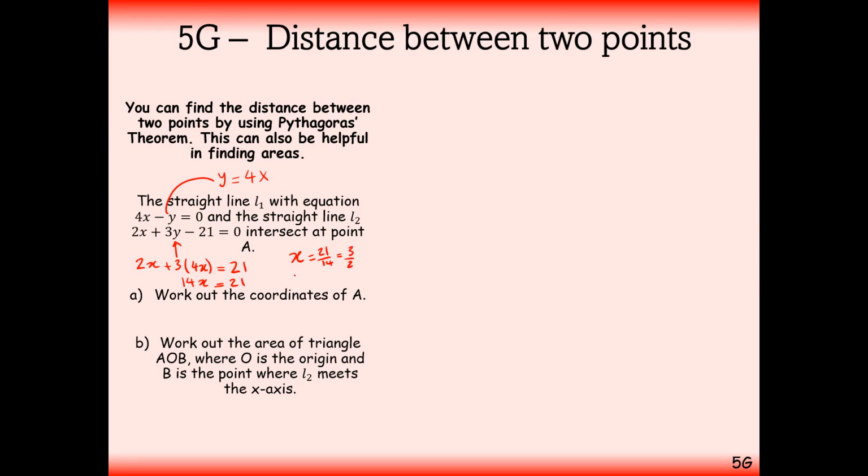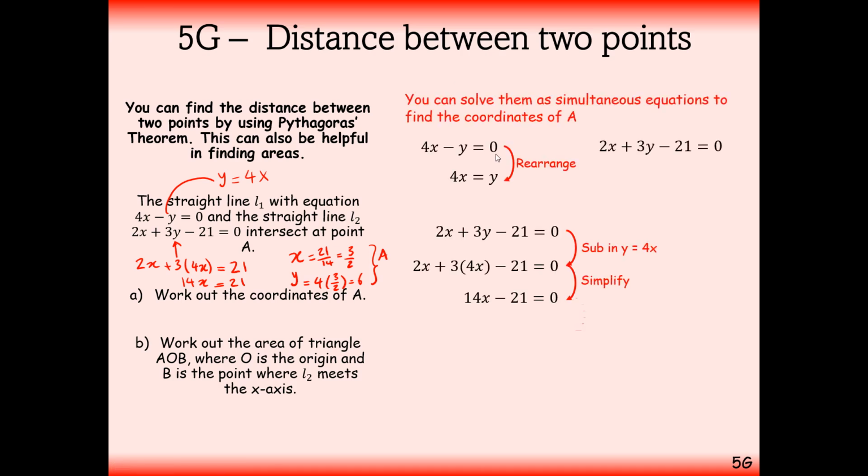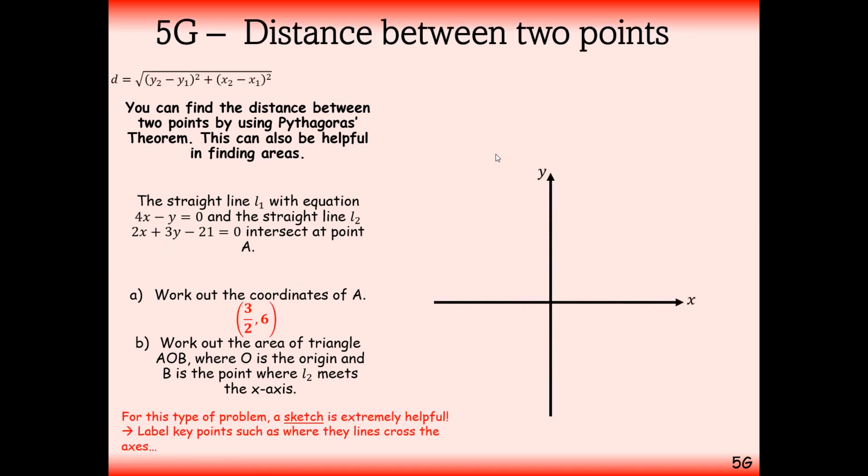Now, what's the y coordinate? y is 4 lots of 3 over 2. So that's 12 over 2, which is 6. Right? So this is the coordinate of A. Now, we've been told the area of the triangle. So if we build the picture here, I'm going to build a picture for you, having solved the coordinates for A. The picture looks something like so.